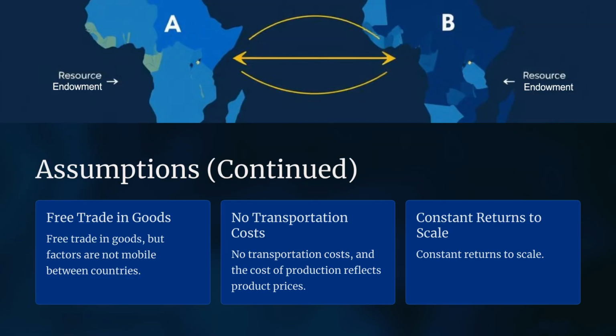Now, we further assume that there is perfect competition in both the factor and the product market. There is free trade in goods, but factors are not mobile between countries. There is factor immobility between the countries, but there is free trade in commodities. There is no transportation cost, and the cost of production therefore reflects the product prices. There are constant returns to scale.